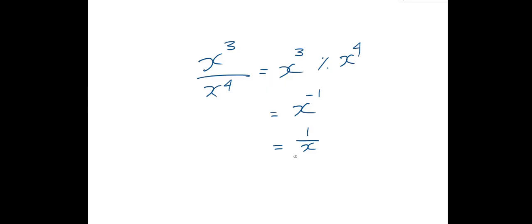Bit tricky, but remember, 1 over a squared is the same as a to the minus 2. Whenever the variable flips from the numerator to the denominator, the sign also flips.